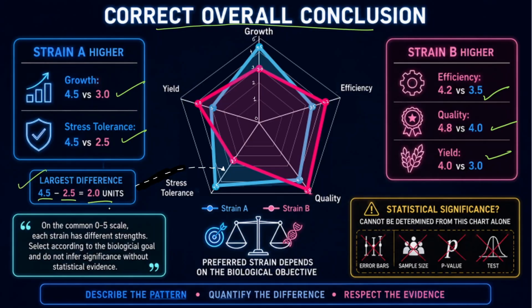This result shows that the strains have different strengths, not that one strain is universally better. The preferred strain therefore depends on the biological objective. Statistical significance cannot be determined from this chart alone because it provides no error bars, sample size, p-values, or statistical tests. Therefore, we cannot claim that these differences are statistically significant. So, a careful conclusion must describe the pattern, identify the differences, and respect the available evidence. Select the strain according to the biological goal and never infer significance without statistical evidence.